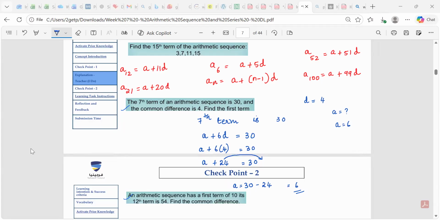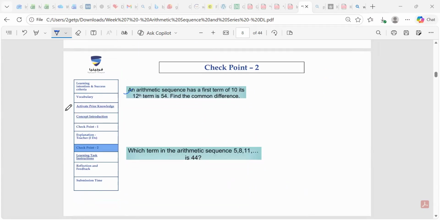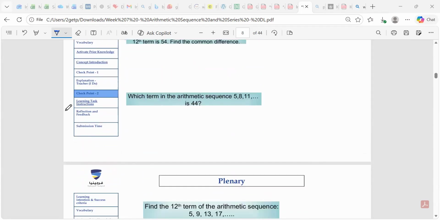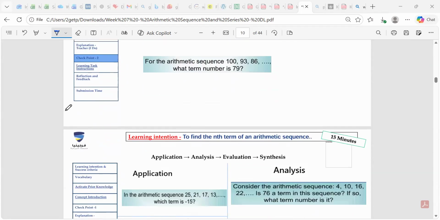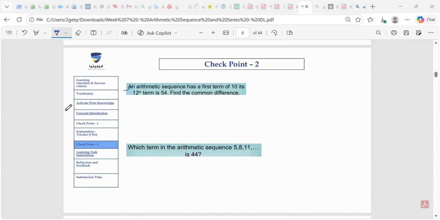Similarly, I think we have one more question in this, and then we will wind up. And this is a similar question. An arithmetic sequence has first term a is 10. And its 12th term is 54. 12th term means a plus 11d is equal to 54. And we need to find out the common difference d. So a is 10. 10 plus 11d is equal to 54.